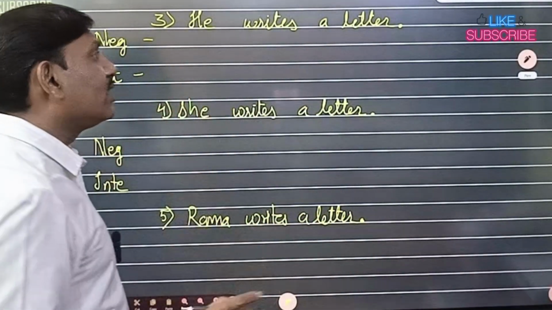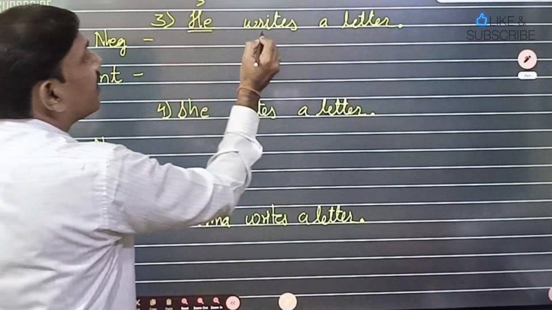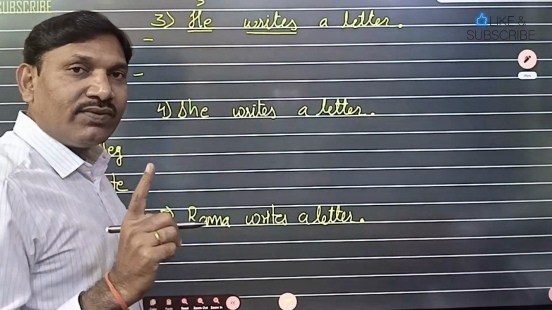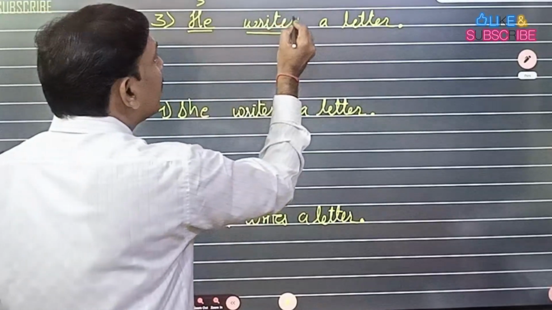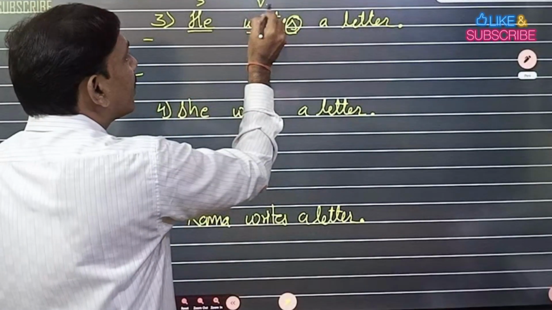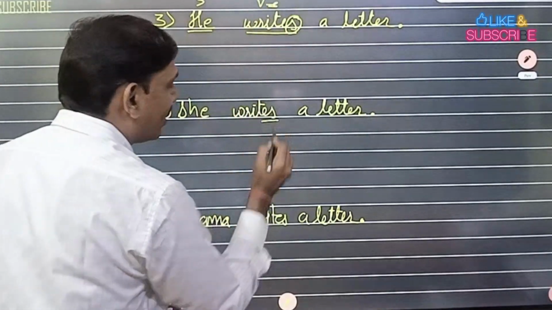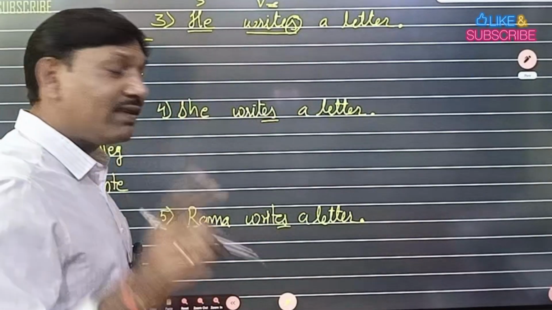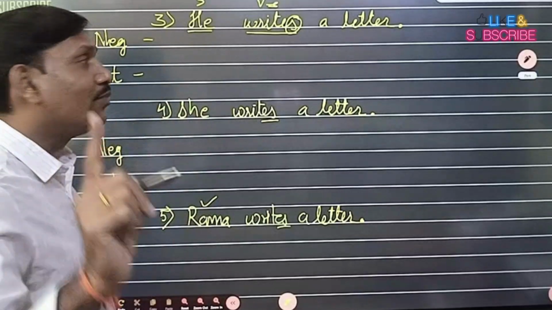Now see, student, here very quickly I would like to tell you how to make it. He is the subject here, writes. I have told you already, he, she, it will take the s form of the verb. So here we can see s is added to the verb. So it has taken the s form. Understood? Here also the same, it has taken the s form. If the subject is singular, then the verb will take the s form. Don't forget, it is very important to understand.